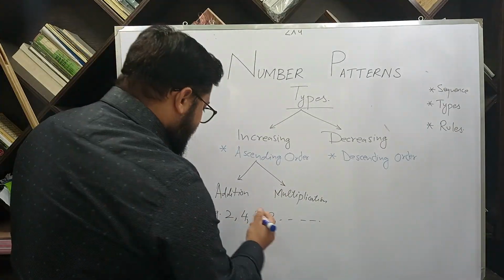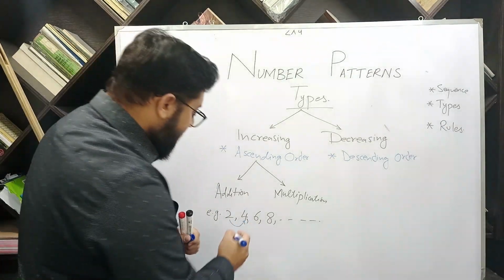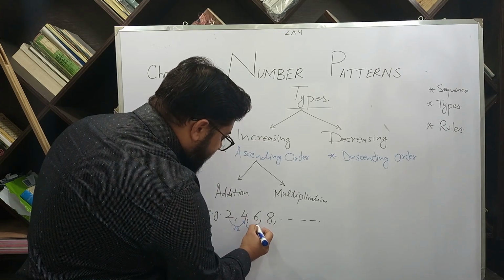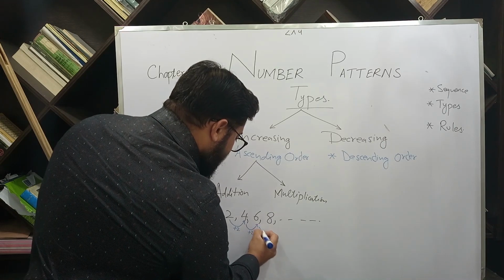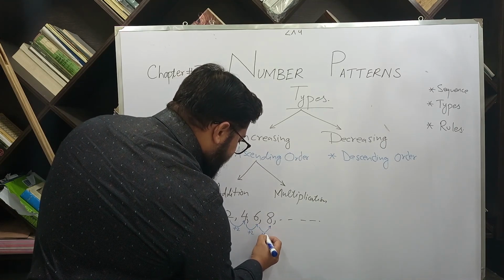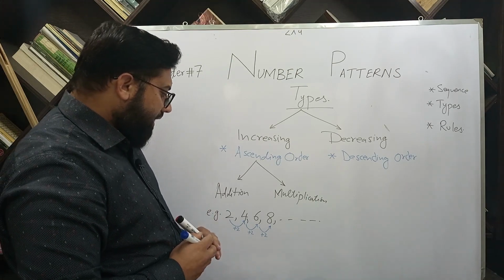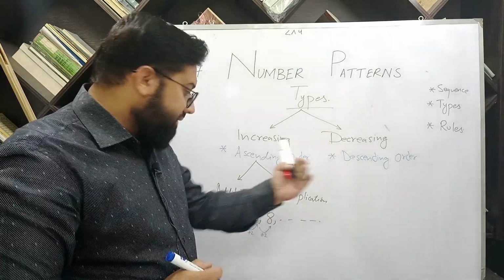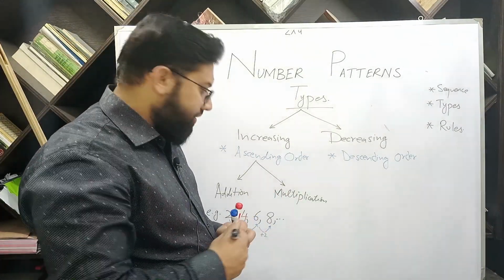So how can I check it? Subtracting the second and first term, the difference is plus 2. Then subtracting the third and second term, the difference is plus 2, and so on. I came to know that every time we are adding 2 to the previous term to get the next term. Next we have to see the multiplication.